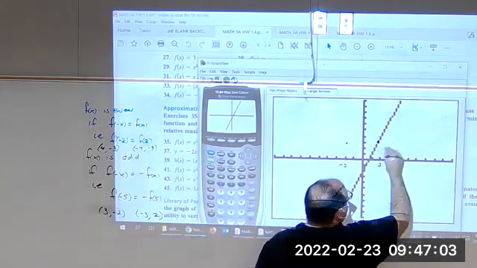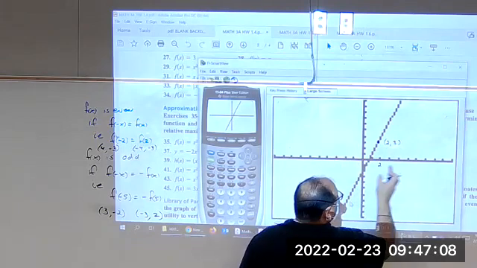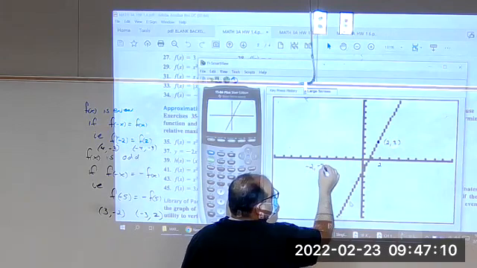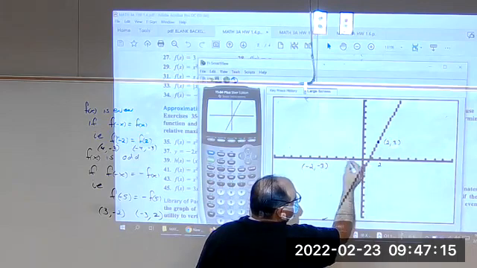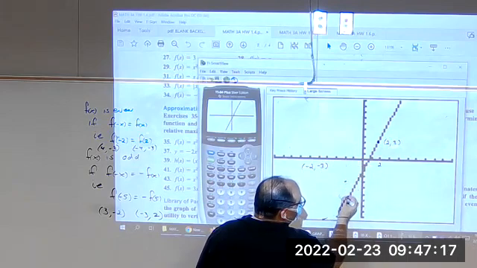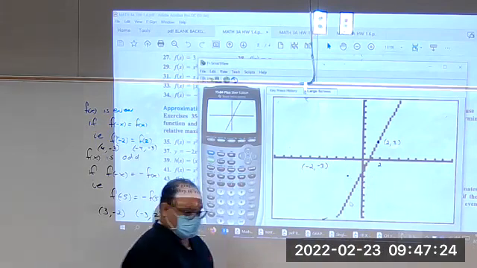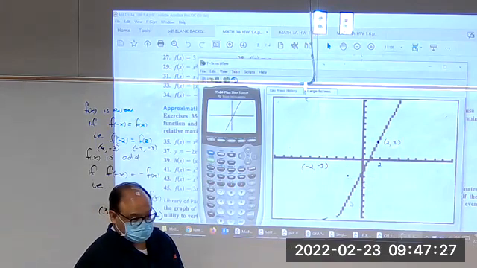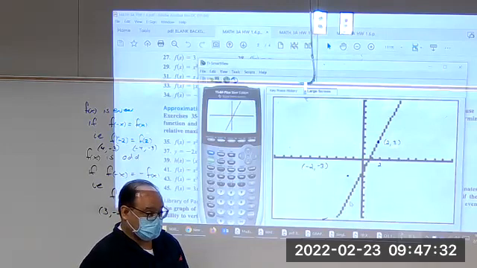So if this is 2, 3, and if it's odd, then over here, I should get -2, -3. If I change the sign on x, the y also changes. So -2, -3 is right about here. And that's not true either. So since it's not even and it's not odd, it's neither. Right? All good?